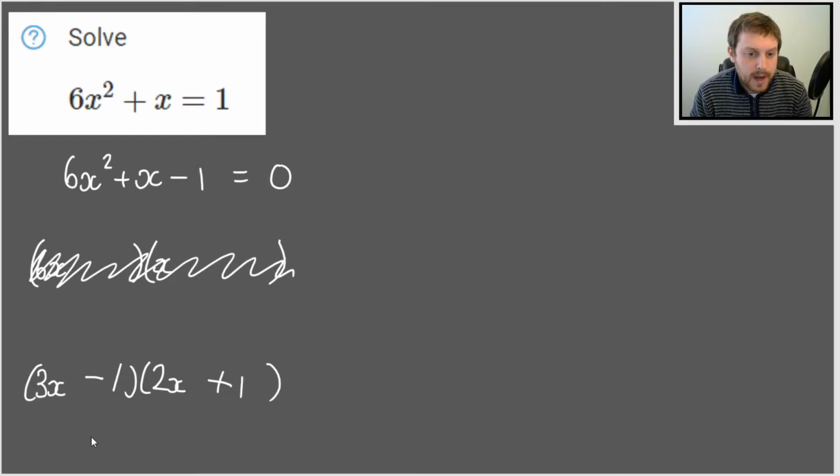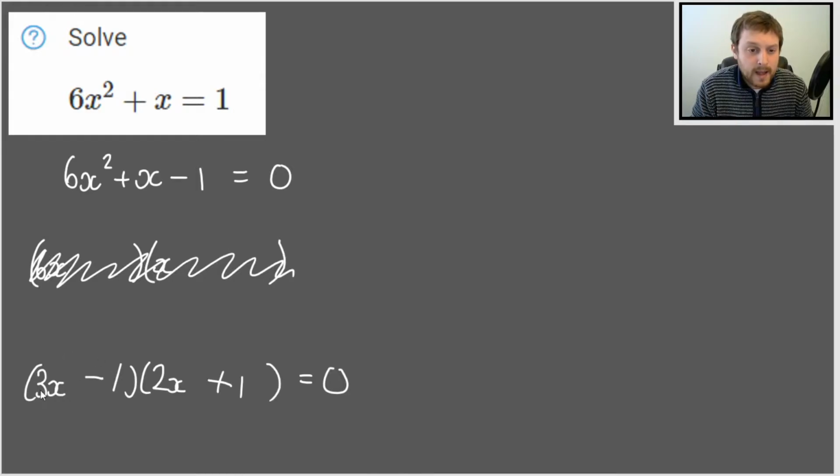If you look, 3x times 2x is 6x squared. Minus 1 times 1 is minus 1. And here I'll have 3x take away 2x. So this is where my plus x comes from. So it definitely factorizes like this. Now obviously I've done that quite quickly there. It might take you a little bit longer to do that if you're not confident, and that's fine. There's not really a fast way of doing it. It's just how much you practice this, because you will get faster the more you practice.